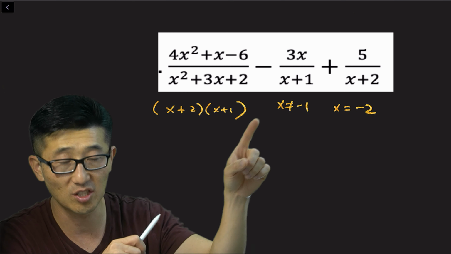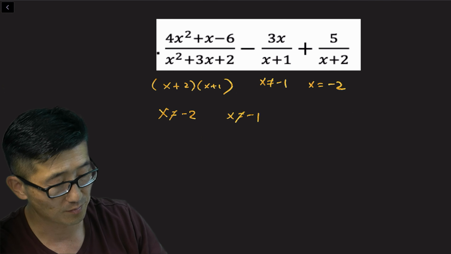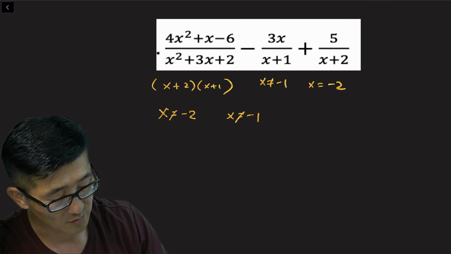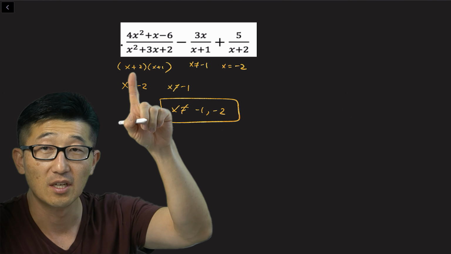All right, so from this one, x cannot equal -2 and x cannot equal -1. So if you combine all of those, x cannot equal -1 or -2. So let's just box that. Okay, let's rewrite the fraction. Now there's a lot to write, so my hand's getting tired, but we will endure. Let's write this as 4x squared minus x minus 6 all over x plus 2, x plus 1. And the second fraction is 3x over x plus 1.